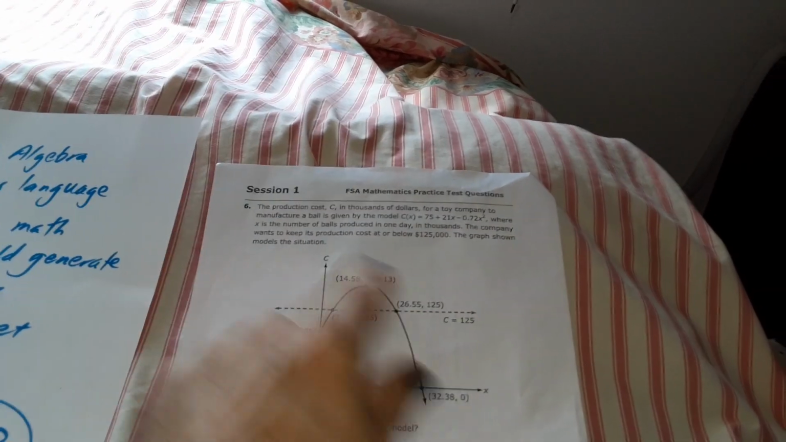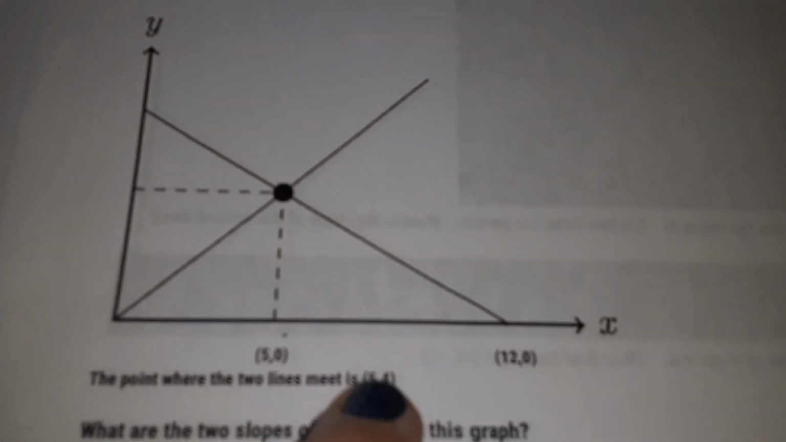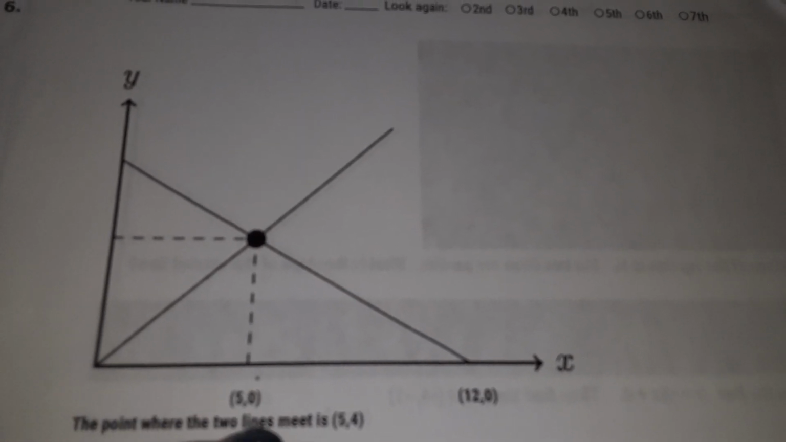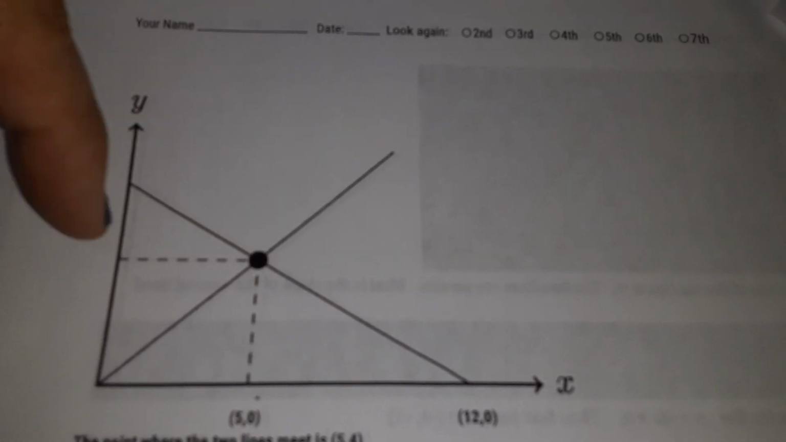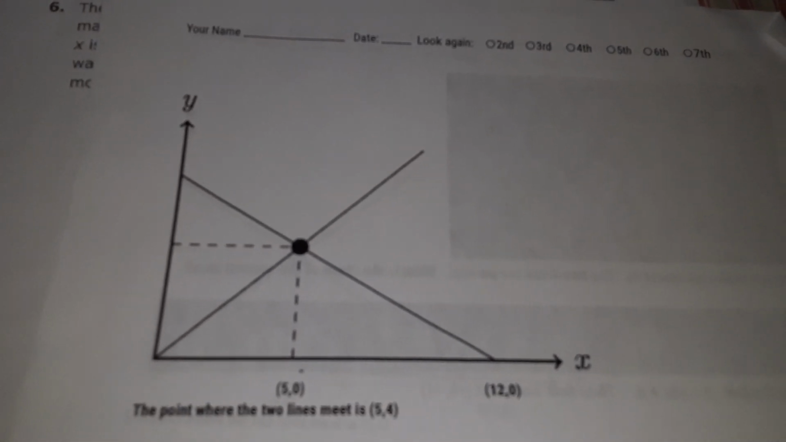why are we putting it like this when really we need something like this, which is basically the point where the two lines meet is 5, 4, right? This would be a reasonable question. So now 5, that must be that point. So 4 must be this point. Good. And now this is 12, 0.